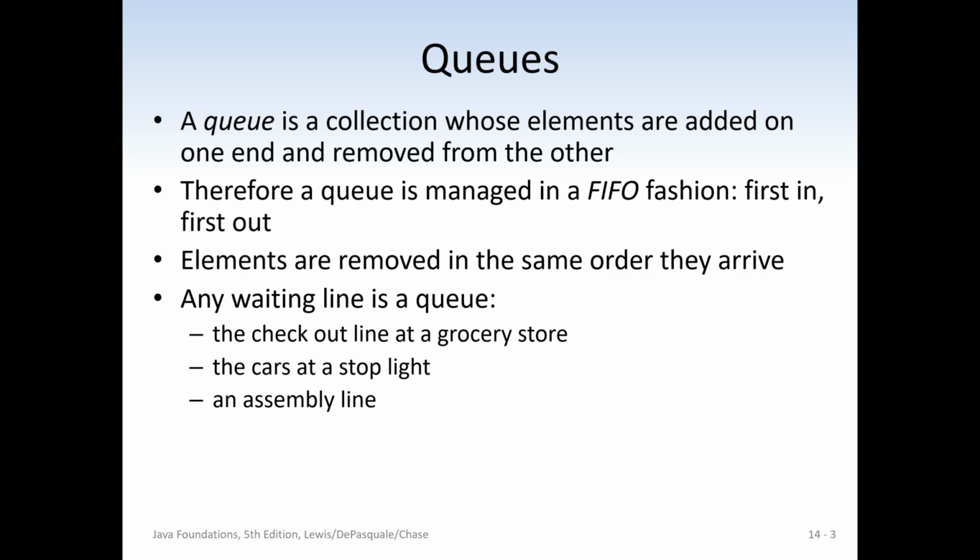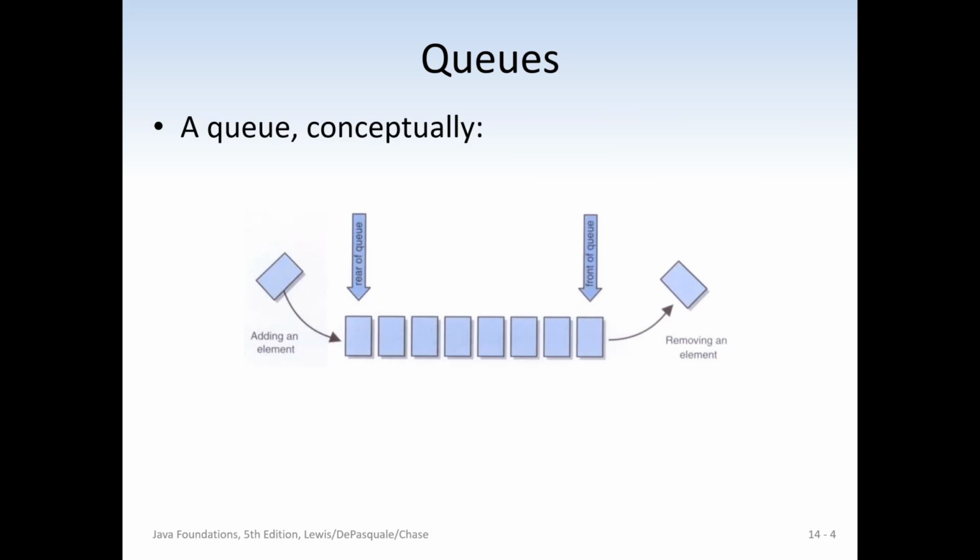The operations for these should be pretty straightforward for you. We have the rear of the queue, which is where we add the elements, and we have what we call the front of the queue, which is where we remove the elements. So you see things can move along the queue from the rear to the front, just like a line, and that's basically it. You add to the back, you pull off the front.